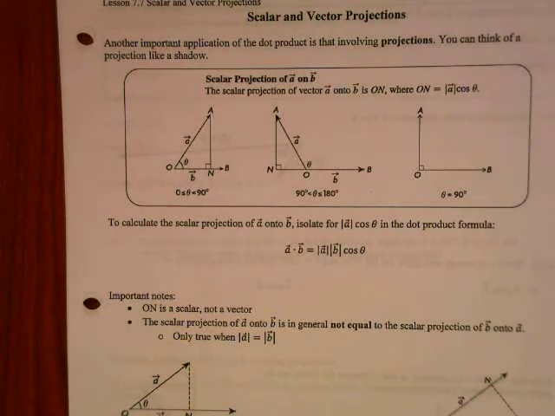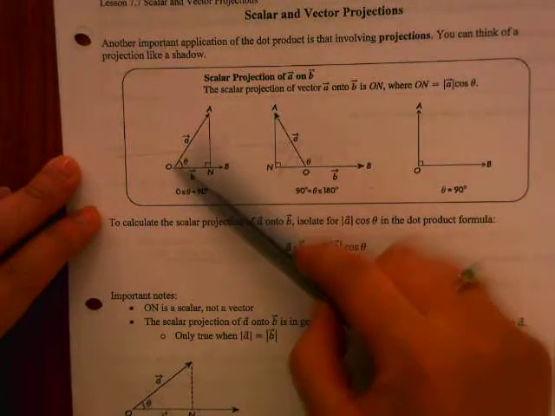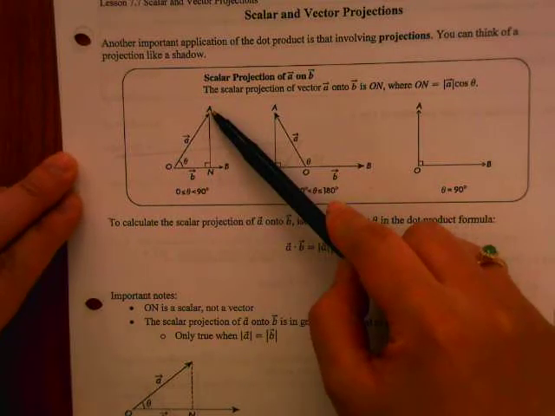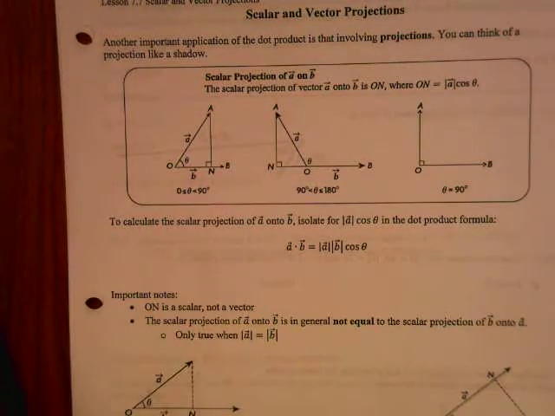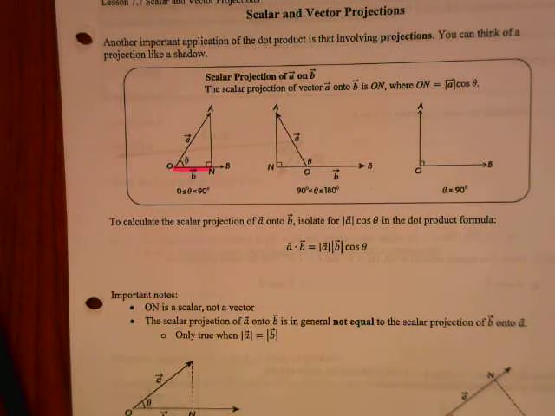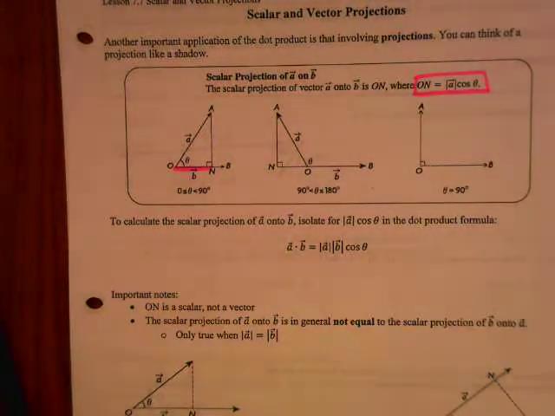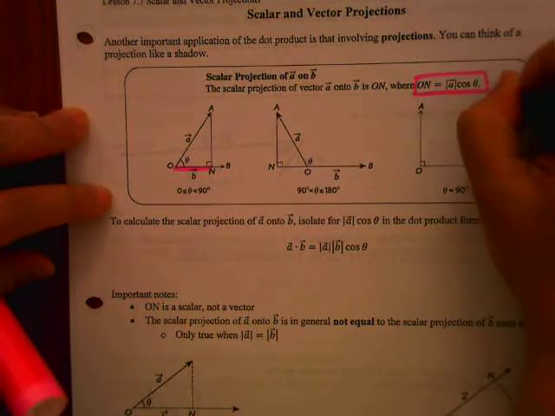Okay, so we covered dot product geometrically and algebraically, so now we are going on to scalar and vector projections. An important application of the dot product is involving projections. You can think of a projection like a shadow. If you have the vector A from point O to point A, and you're projecting it onto vector B, then this O to N is what we call the scalar projection of vector A onto vector B. Basically, it's the horizontal component of vector A.